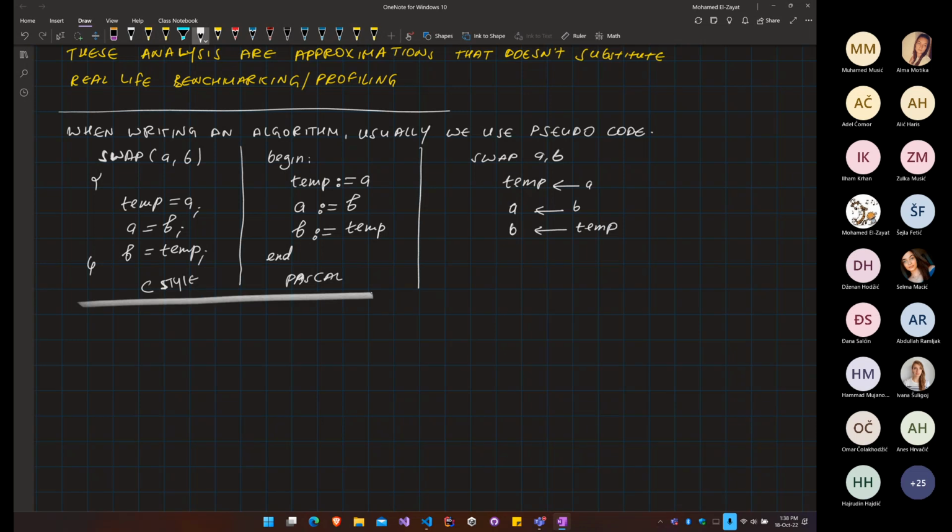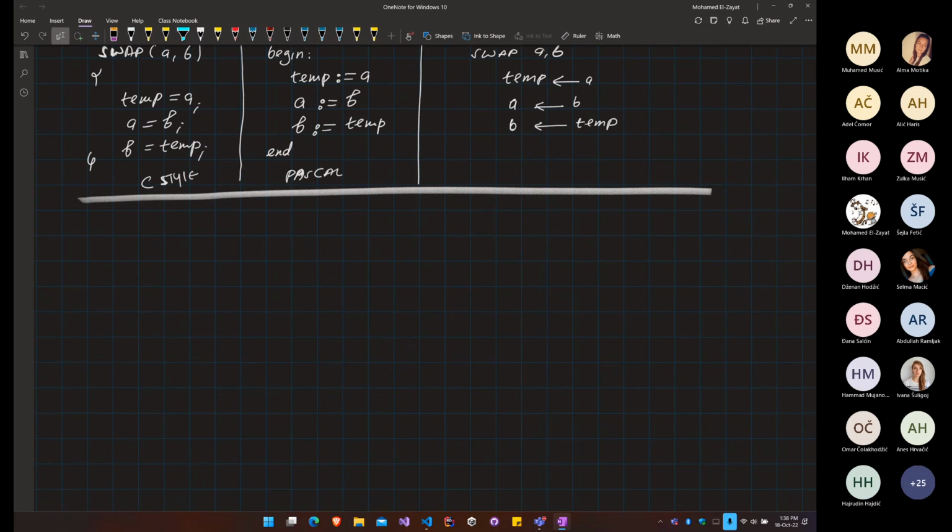So let's talk about the analysis itself. How do we analyze an algorithm, right? This is a very good question. So let's actually do the time and space analysis.